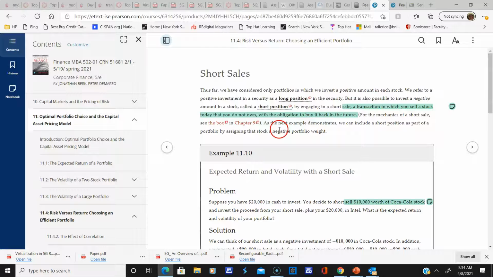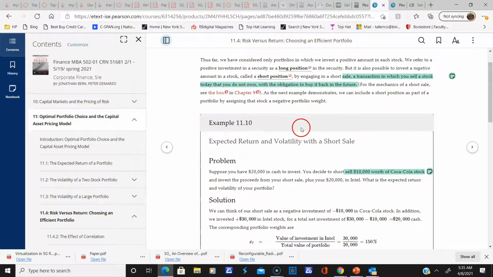All right, so there's an item called short sales. A short sale is, as in GameStop, when you sell stock you don't own if it's high in price, and then you buy it back, speculating that the stock is going to go lower. So that's called a short position. It's a transaction in which you sell a stock today that you don't own with the obligation to buy it back in the future. And you're all aware of what went on with GameStop, right?